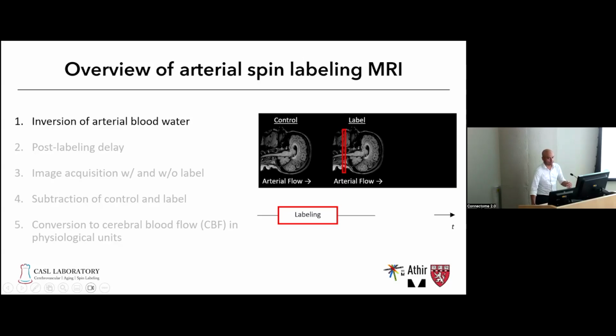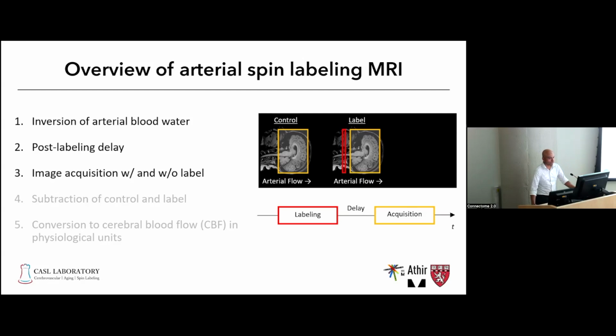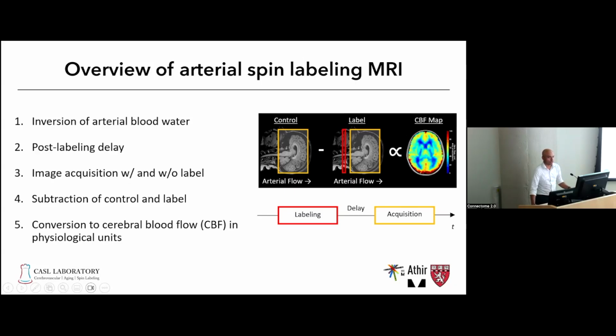the inflowing blood. And then we wait a little bit of time, typically 1 to 2 seconds, known as the post-labeling delay, to allow that blood to flow from the neck into the brain, at which point we acquire 2 sets of images in the whole brain, one in this label condition and one without the label condition, known as the label and control images. And then a subtraction of these control and label images gives us a perfusion-weighted signal, which is then fit into a kinetic model to arrive at CBF maps in quantitative units.